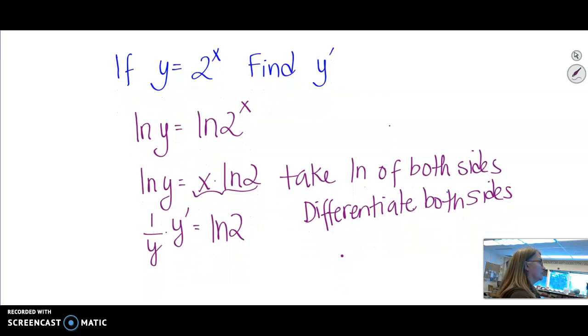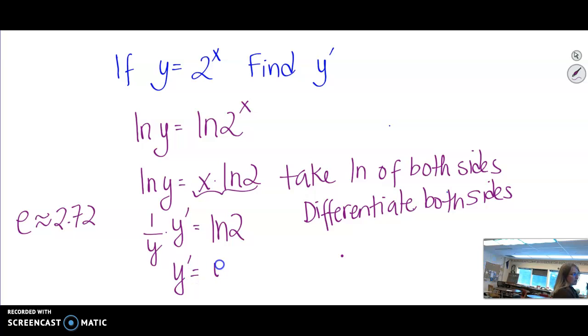Again, ln of 2 means e to what power equals 2. So that number, ln of 2, is going to be something a little bit less than 1, because e to the first would be e, which is roughly 2.72. Hopefully you remember that. So 2.72 to what power equals 2 is what we're finding when we're finding ln of 2. This is going to be less than 1. So now I'm going to solve this for y prime by multiplying both sides by y. So I get y times ln of 2.